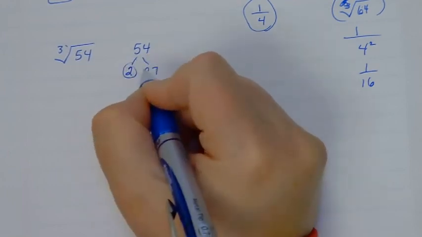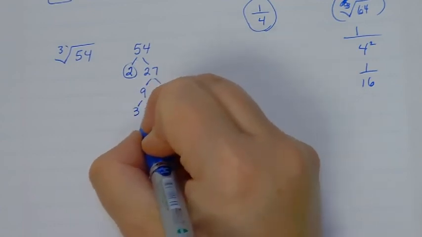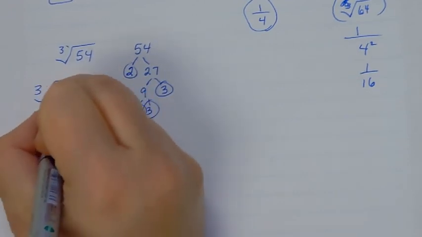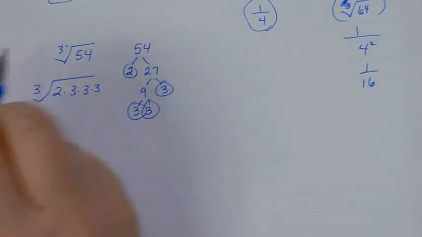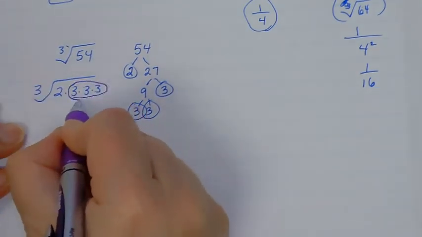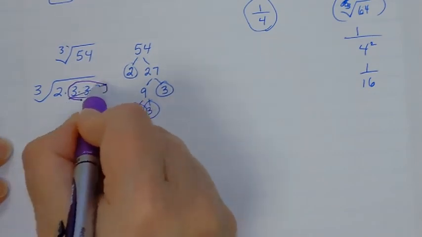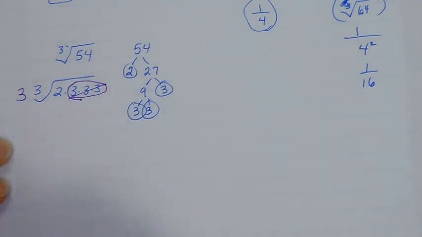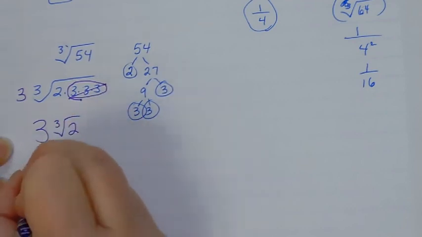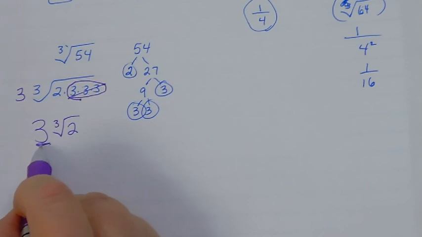2 is a prime number, so I keep it. 27 is 9 times 3, and 9 is 3 times 3. So I get 3 3s. So this is the cube root of 2 times 3 times 3 times 3. So because it's a cube root, that means I'm looking for things in groups of 3. So since I have a group of 3 3s, that crosses off and puts a big 3 out to the front. So my answer would look like this: 3 cube root 2. Notice this is the coefficient and this is the index number, so it's smaller than this 3 right here.